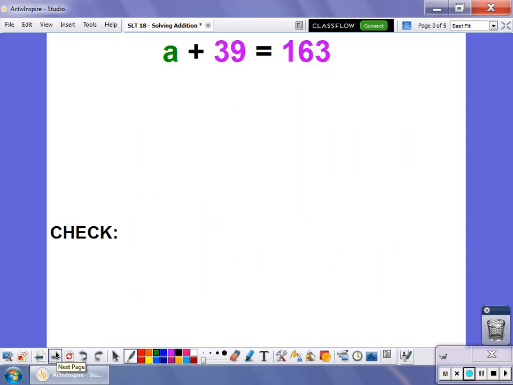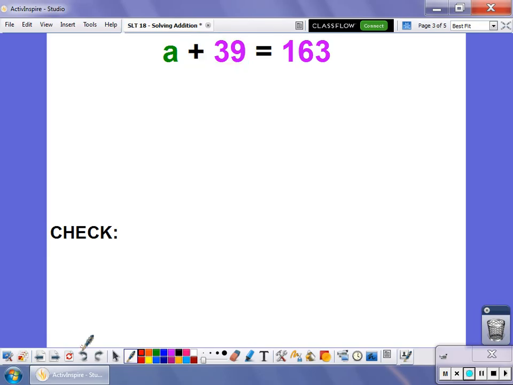Okay, let's try another one. This one has some bigger numbers here. So it says A plus 39 equals 163. Remember, first step is to isolate the variable. I do that by using the inverse operation, the opposite of what this says.